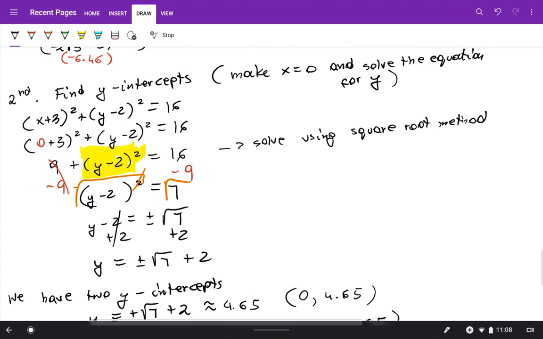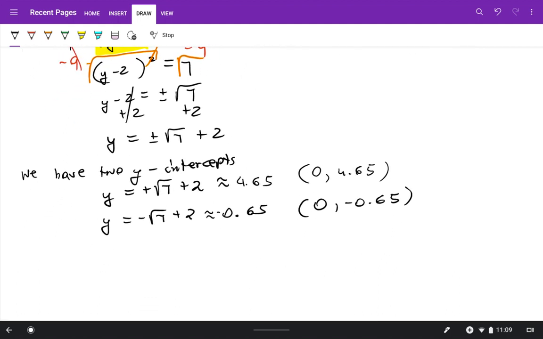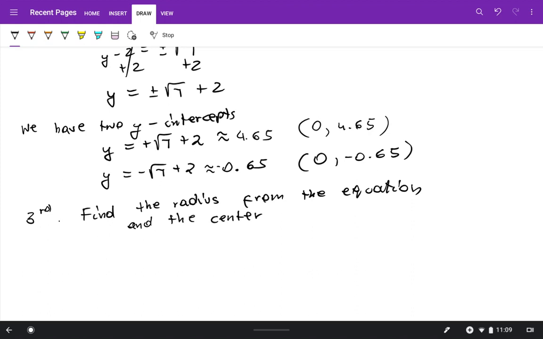So, nice, we have two x-intercepts, two y-intercepts, and to graph the circle, third, find the radius from the equation, because you need to graph it. So just for the graphing part, I'm adding the third step. You have to find the radius from the equation and the center. You guys already know how to do it.